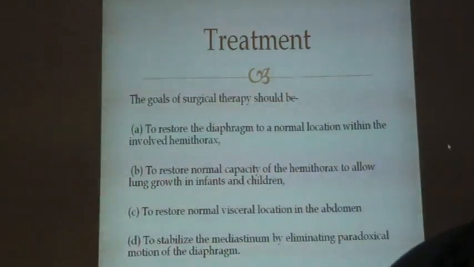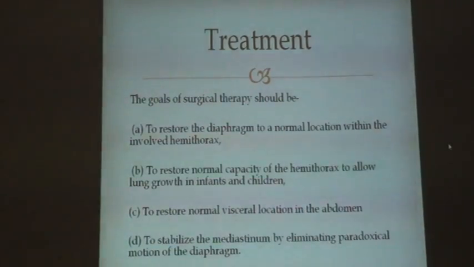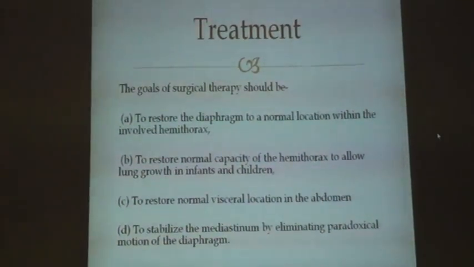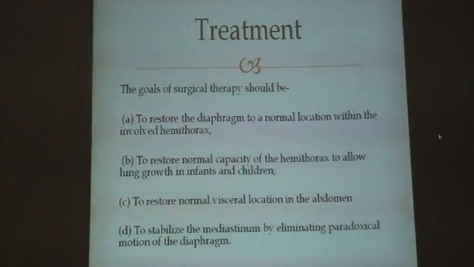Treatment: the goals of surgical therapy should be to restore the diaphragm to a normal location within the involved hemithorax, to restore normal capacity to the hemithorax to allow lung growth in infants and children only, to restore normal visceral location within the abdomen, and to stabilize the mediastinum by eliminating paradoxical motion of the diaphragm.